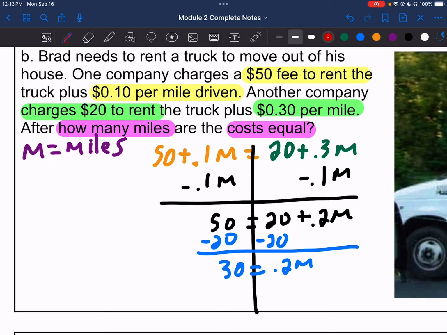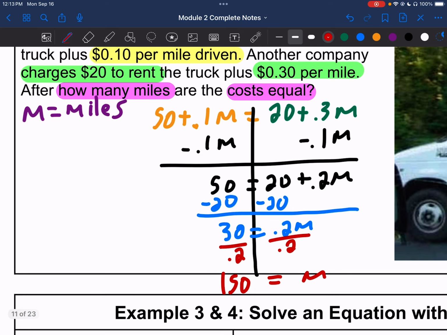And my final step will be to divide by 0.2. And when I do that, I get 150 is equal to m. We need to include our units, and so it is 150 miles.